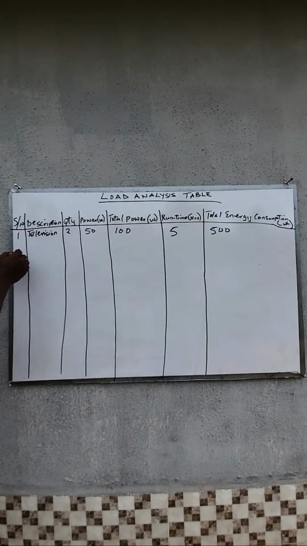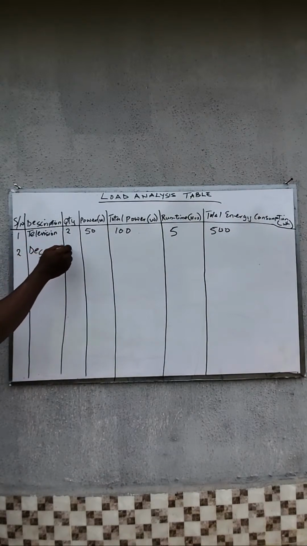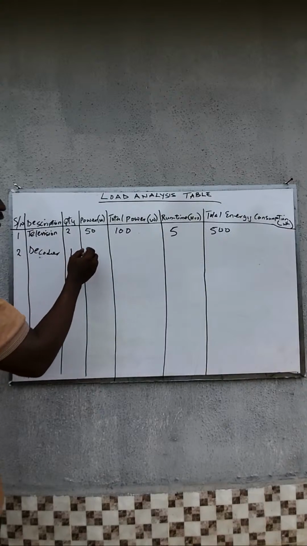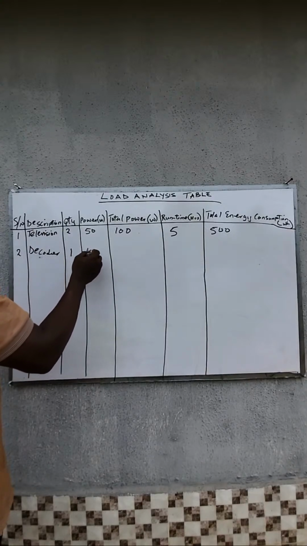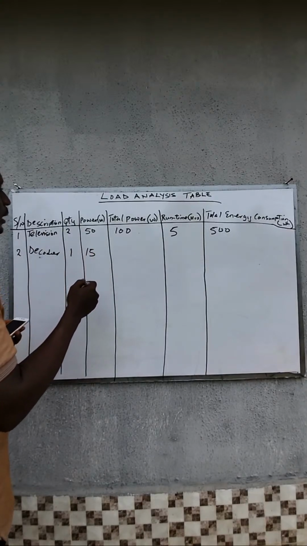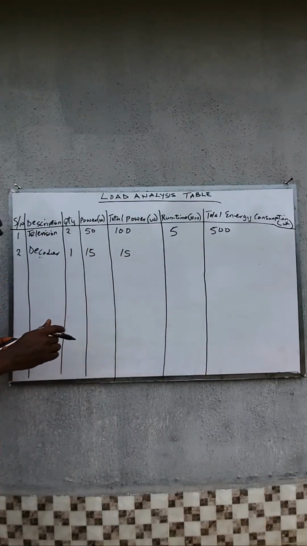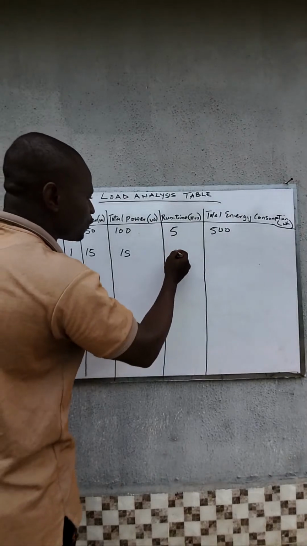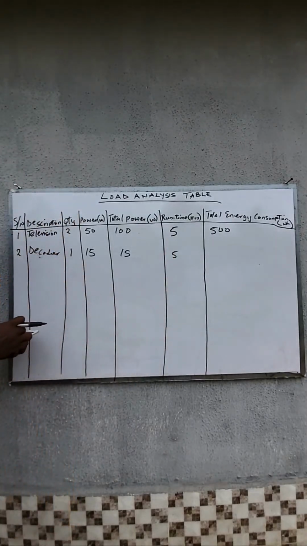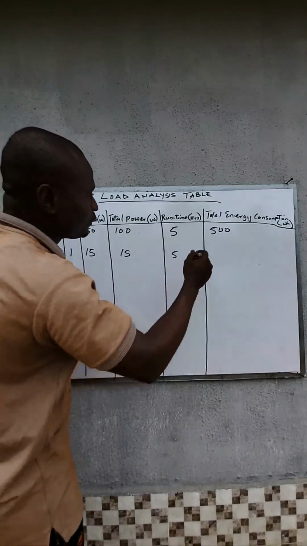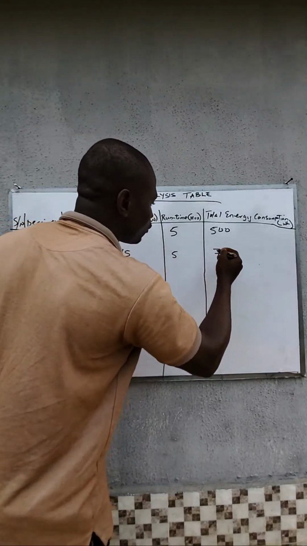Then we go to number 2. Let's say we have a decoder, and it is 1. The power rating of this decoder, let's say it is 15 watts, and the total power will still be 15 watts, 15 multiplied by 1. And we're also using it for 5 hours. So it will be 15 multiplied by 5 to give us 75 watt-hours.